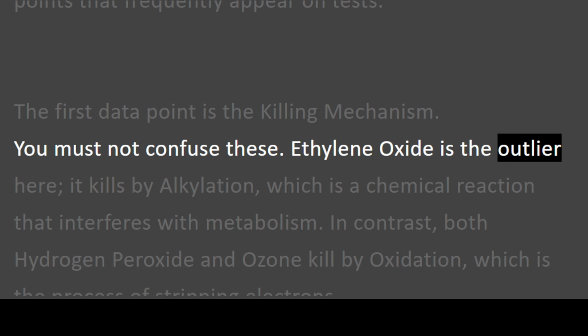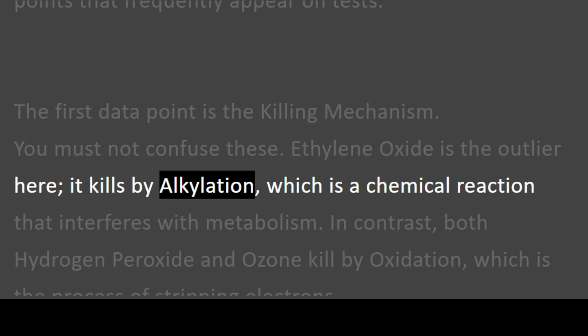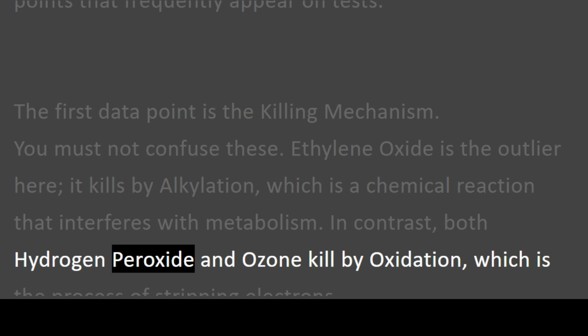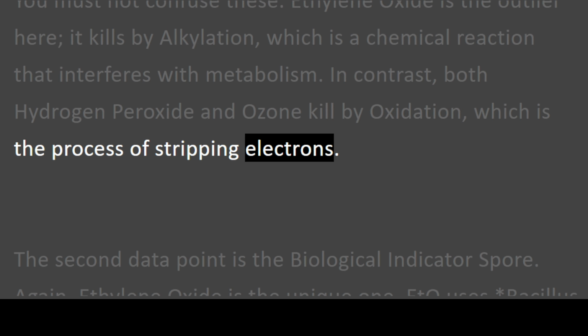Ethylene oxide is the outlier here. It kills by alkylation, which is a chemical reaction that interferes with metabolism. In contrast, both hydrogen peroxide and ozone kill by oxidation, which is the process of stripping electrons.